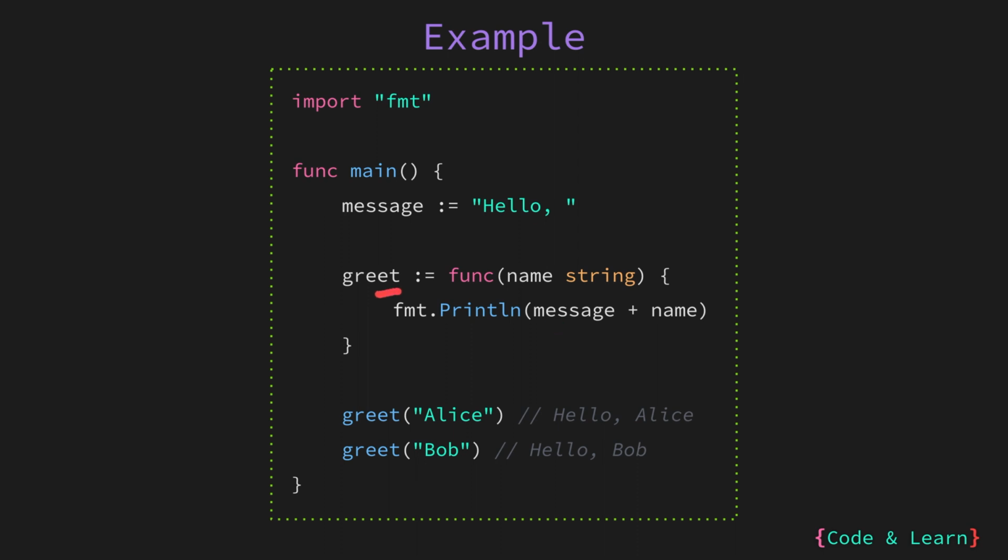Next, since greet now holds a function, we can call greet with two values. First we call it with ls, then we call it with bob. If you run the program, you will get hello ls and hello bob printed to the console. This is again because we were able to capture the message variable from the surrounding scope. Let us now look at a code example for closures.